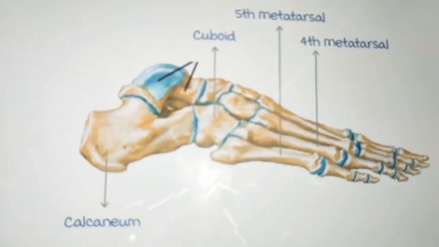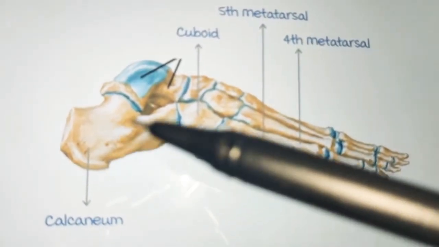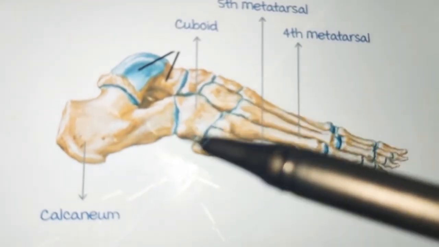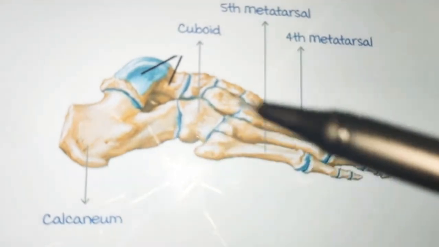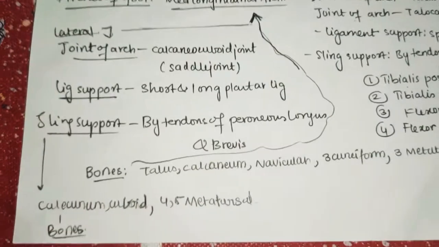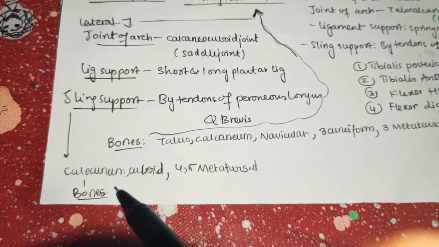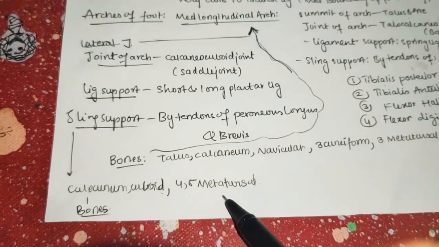Let us see the lateral longitudinal arch. You can see the bones are calcaneum, cuboid, and the 4th and 5th metatarsal bones. So this is the lateral longitudinal arch. You can see here the bones of the lateral longitudinal arch: calcaneum, cuboid, 4th and 5th metatarsal bones.